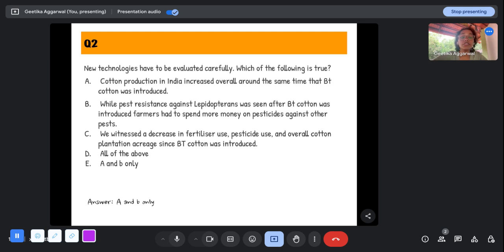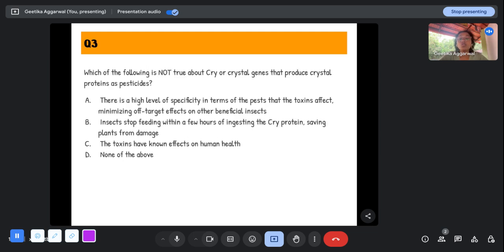While pest resistance against lepidopterans, these bollworms, did increase because of BT cotton, because of the toxin being inside the cotton, you know about biology, if there's a niche which has been emptied, since there are no longer lepidopterans there to affect the cotton bolls, the other pests, the sap-sucking pests, increased tremendously. And that is why the farmers had to spend more money on pesticides against other pests, even though the lepidopterans had decreased.